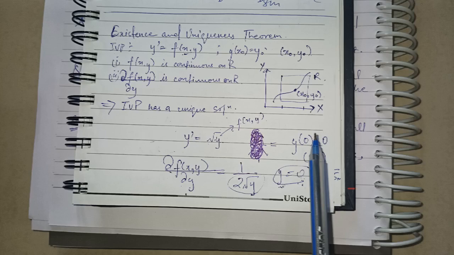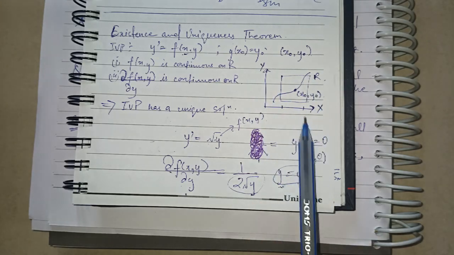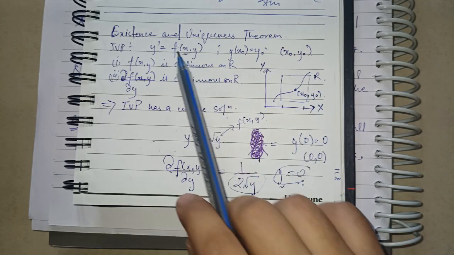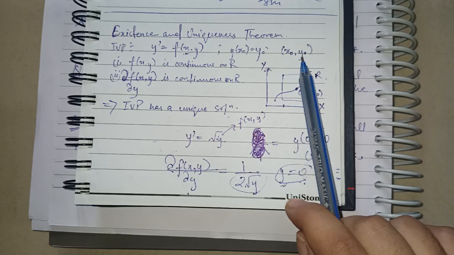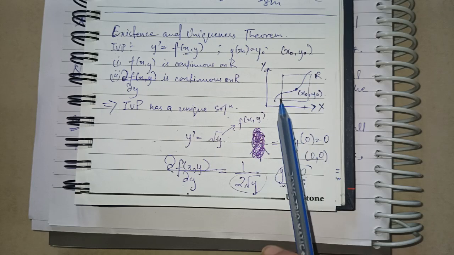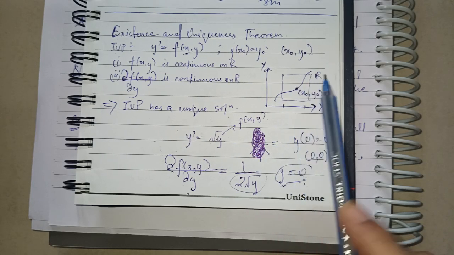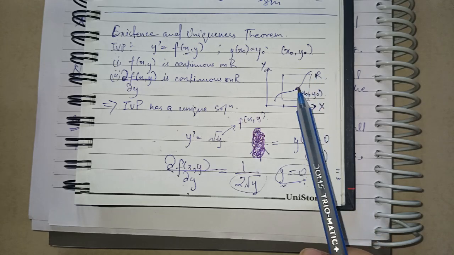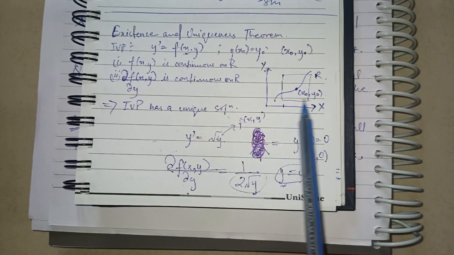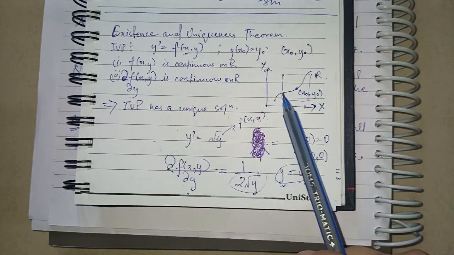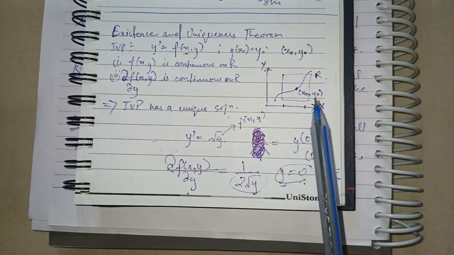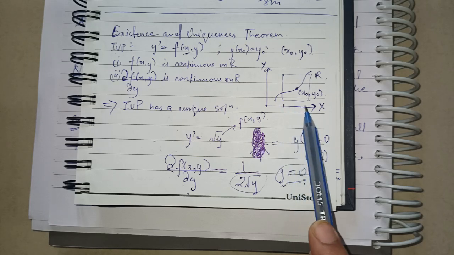Now I tried explaining this using a graph. Suppose this is our f(x,y), and (x0, y0) is here. We'll take a region around this point and call it R, and we'll check the behavior of our f(x,y) and its partial derivative with respect to y in this region. If both come out to be continuous in this region, then we can say that our IVP has a unique solution in some interval.